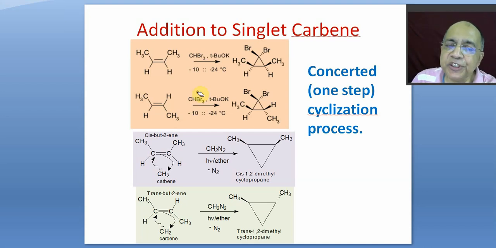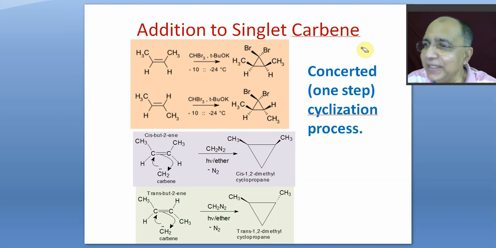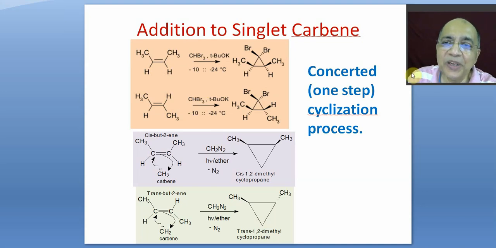Similarly, addition of an alkene, cis or trans, to a singlet carbene. If you have no idea about carbenes, then you have to wait. I have not yet produced videos on carbenes, but you can study from any source. So carbene is an electron sextet, unstable intermediate species, which is a divalent carbon sextet. So this is bromoform. In presence of a strong base, you get CBr2, dibromocarbene.